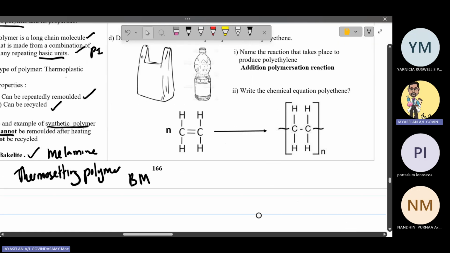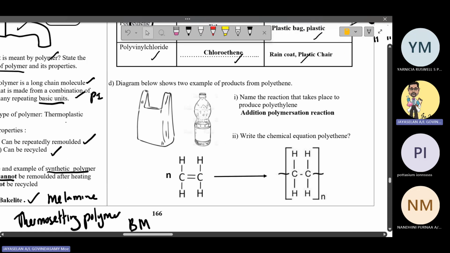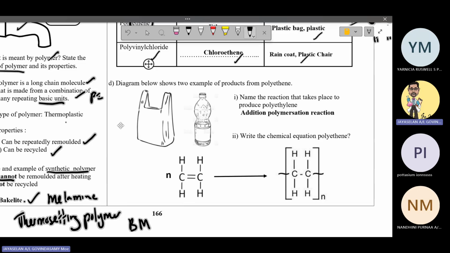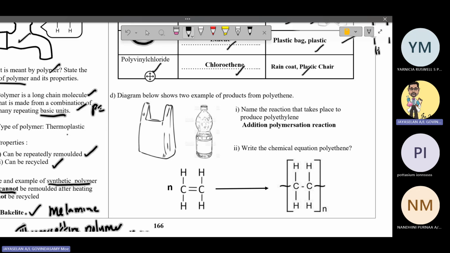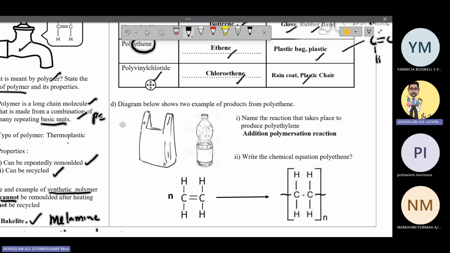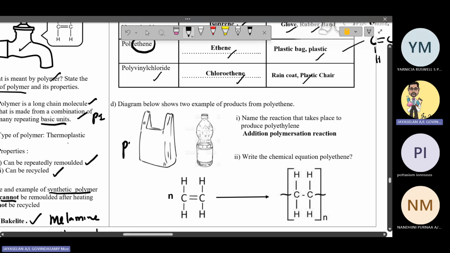Okay, look at this question. When they give you plastic bag or mineral water bottle, soft bottle, what is this? This belongs to polyethylene. So you write down polyethylene, and you already got 1 mark.